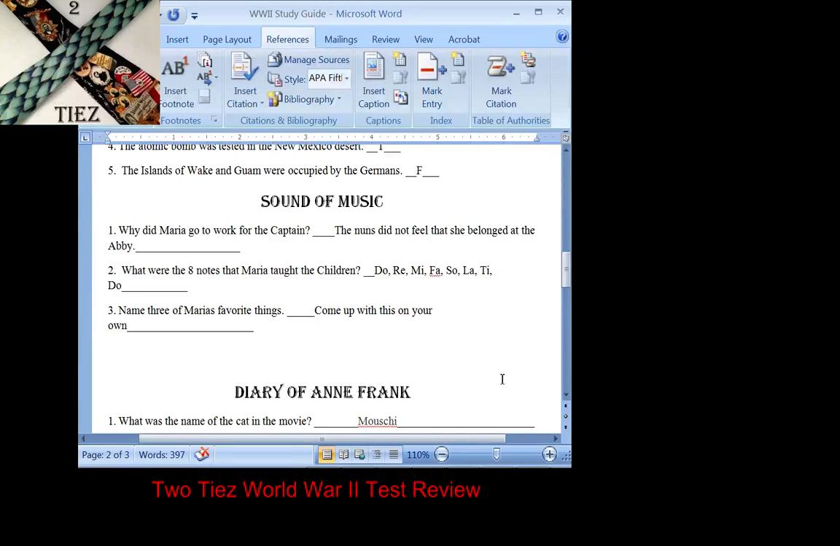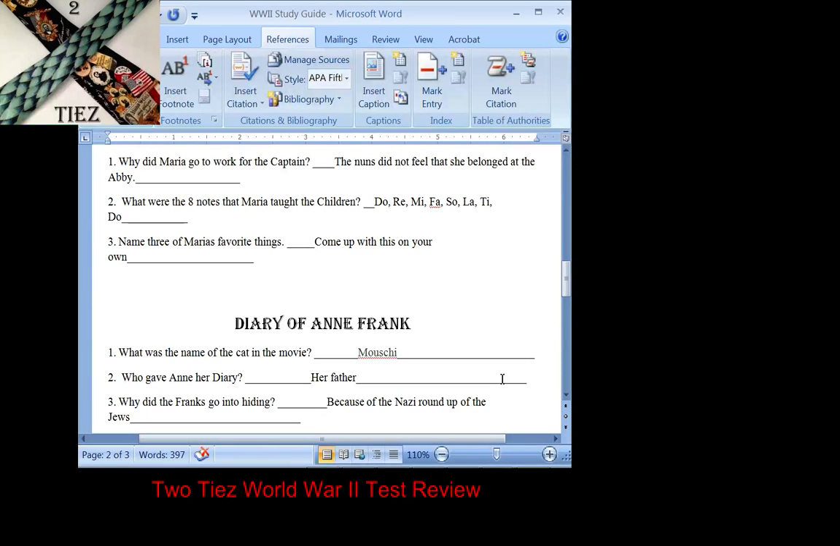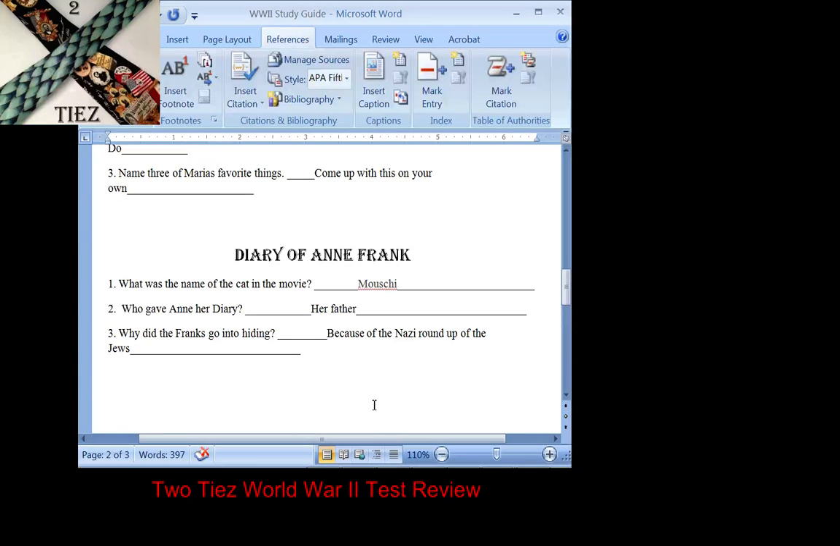Now we'll move on to the next movie we spent a long time on, most recently, Diary of Anne Frank. What was the name of the cat in the movie? It was Mushi. Who gave Anne her diary? Of course her father did. Why did the Franks go into hiding? Because the Nazis rounded up the Jews due to the Holocaust and the war.